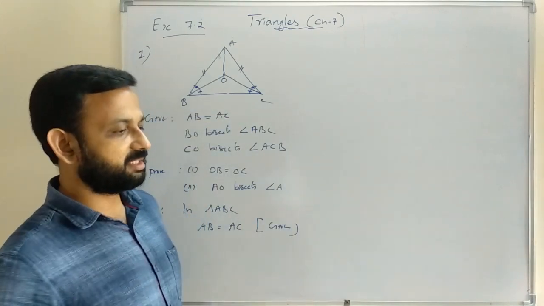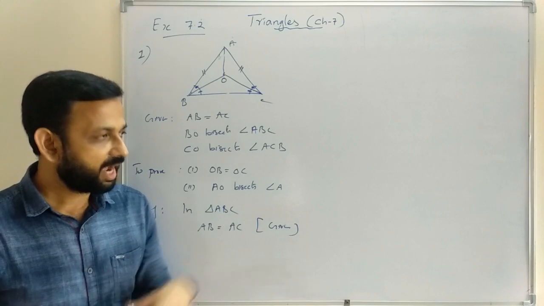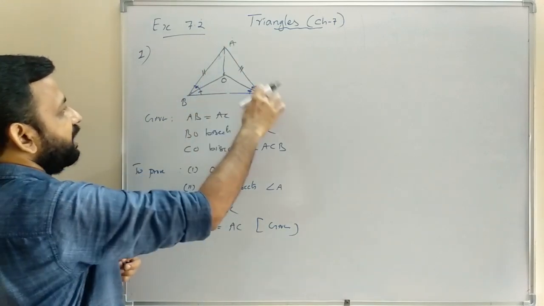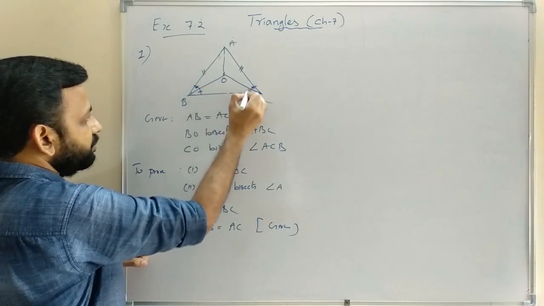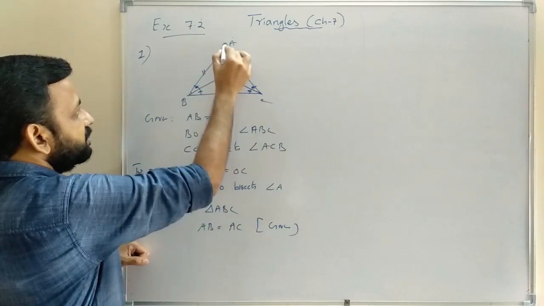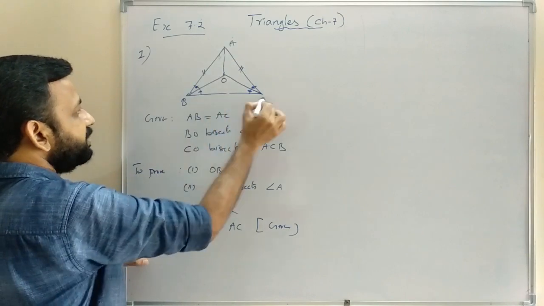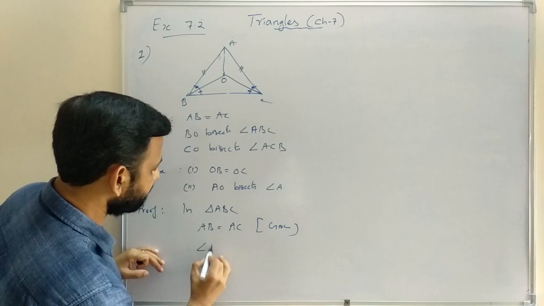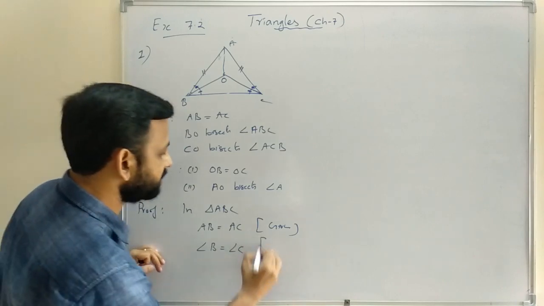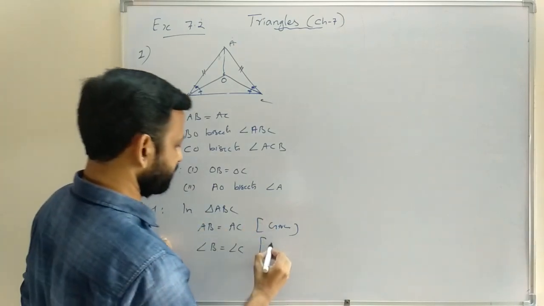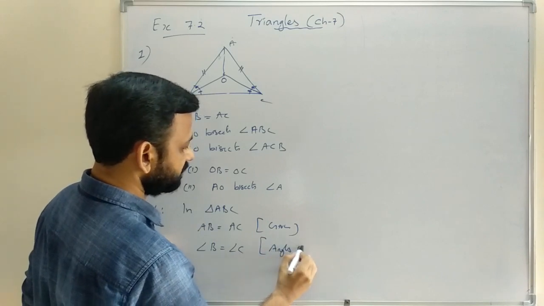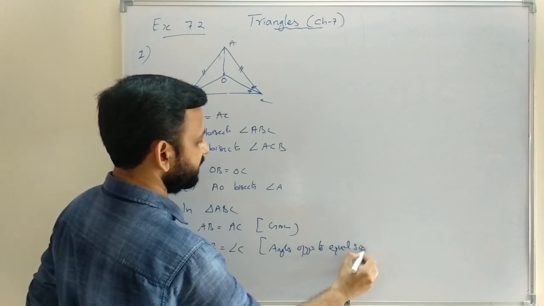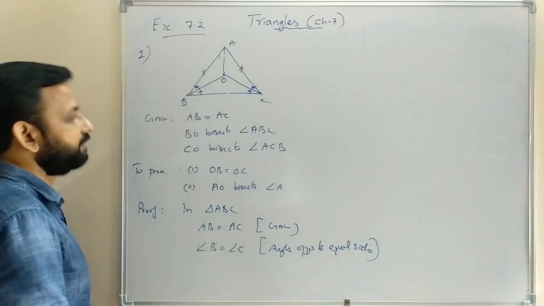Then by the isosceles triangle property, angles opposite to equal sides are equal. If AB and AC are equal, then the angles opposite to those two sides are equal. Therefore angle B equals angle C. Reason: angles opposite to equal sides are equal.